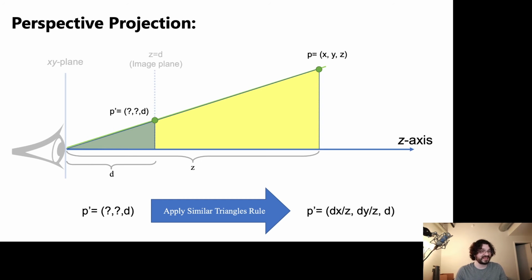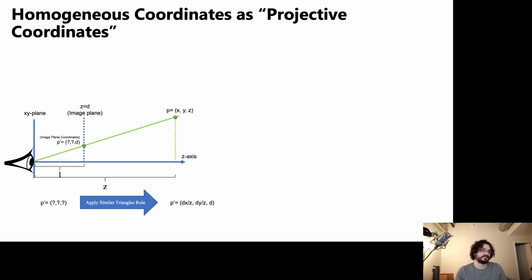And at this point, if you're thinking, hey, that kind of reminds me of homogenization, well then you're onto something there. Because another, albeit less common, name for homogeneous coordinates is projective coordinates.